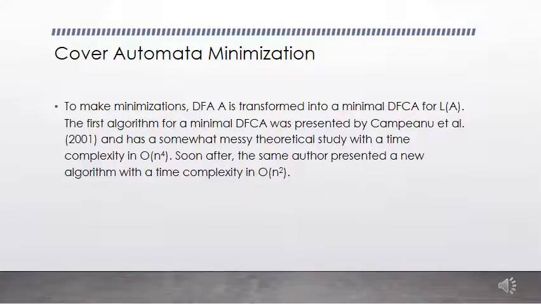Cover automata minimization. To make the minimizations, a DFA is transformed into a minimal DFCA for the language. The first algorithm for minimal DFCA was presented by Câmpeanu in 2001 and had a time complexity in big O n to the fourth. This algorithm was updated later that year and had a time complexity in big O n to the second.